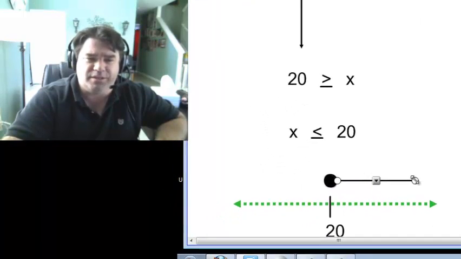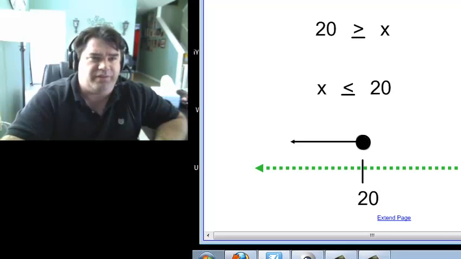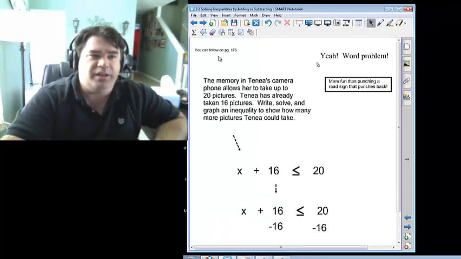Ooh, looks like I made a small error there. Because it's less or equal to, it should be going that direction. There we go. So we'll save that for posterity. All right, x is less or equal to 20, just like you see. Now, next, you can follow along on page 176.